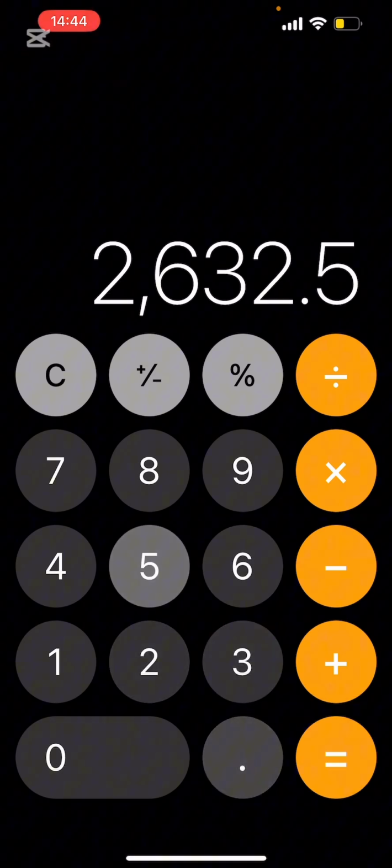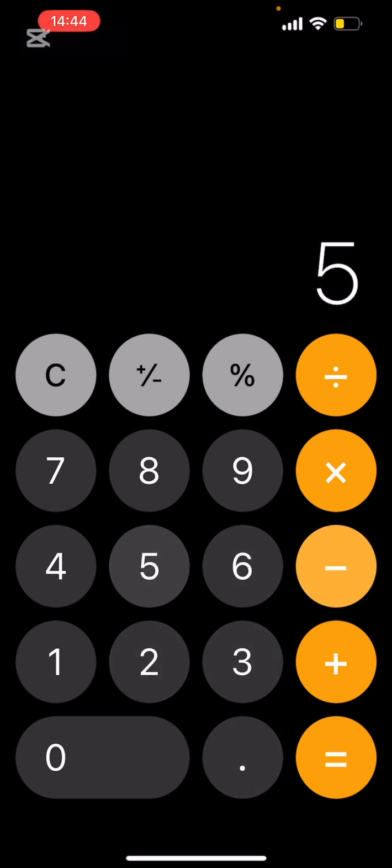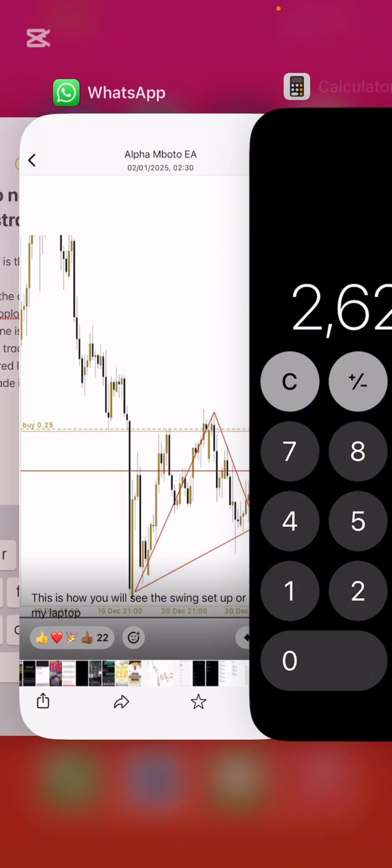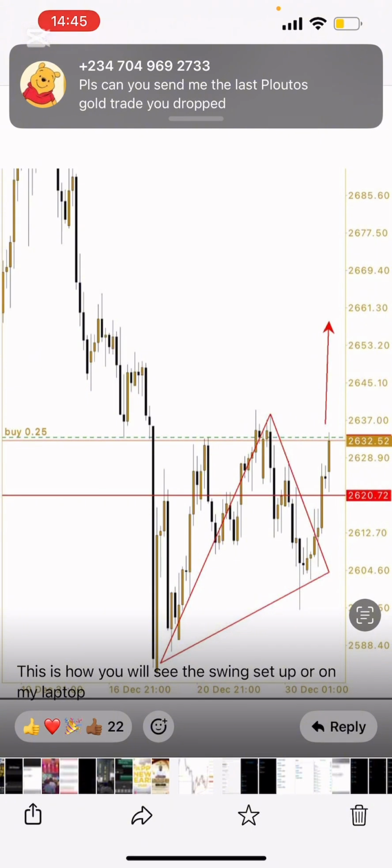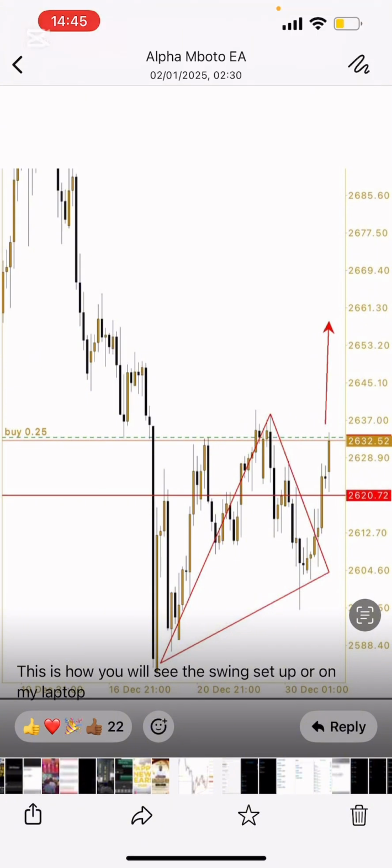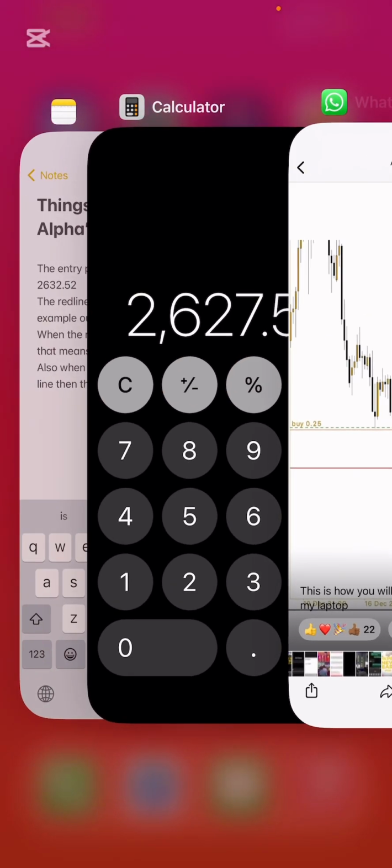So let me do that again. 2632.52 minus 5 is 2627.52. That means if I am setting it on my trading view, I am going to be setting my first TP at 2627.52. Don't forget, that is not what Coach Alpha gave. What he's targeting is 300 pips. But you can decide to take your own pips, take your own profit as you move forward, right?